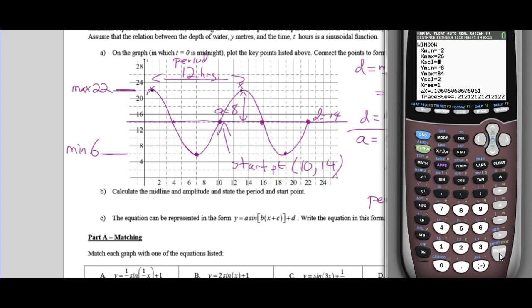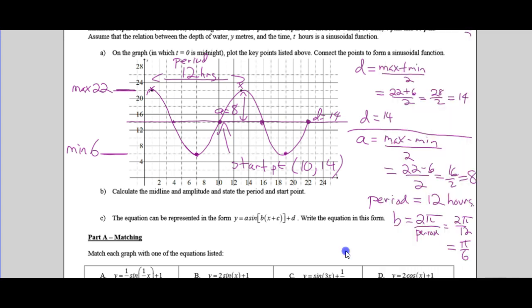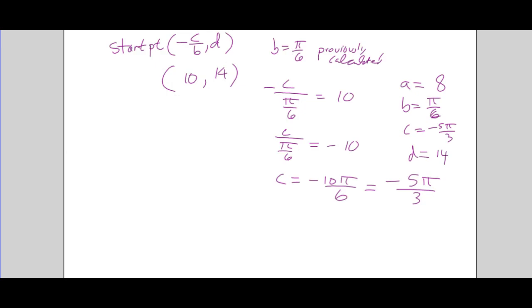Oh, so when we use 10 as D, how come we wrote 14 as D in the equation? Or are we getting to that? No. The start point is 10, 14. Negative c over b is 10. So I'm putting in the b value, right? That's 10. I'm going to multiply both sides by negative 1, and by pi over 6. This came from the previous page. We're going to go back a page in a minute, so I'll give you a chance to copy that down.